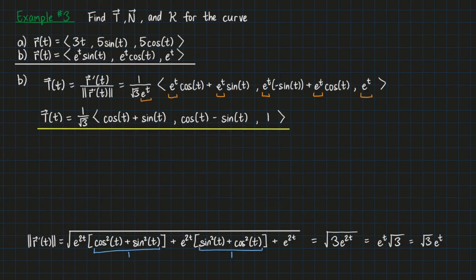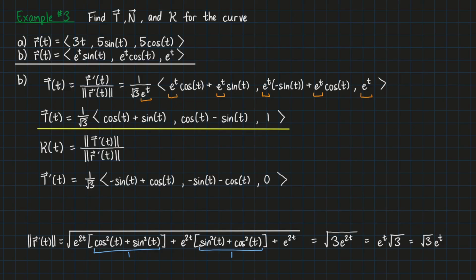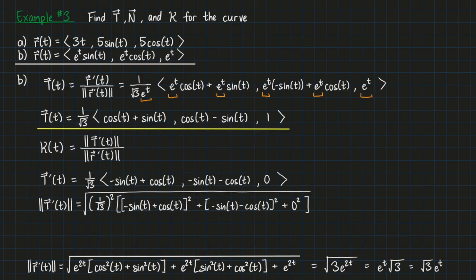Next, let's find the curvature. Kappa of t, we'll use the magnitude of T prime over the magnitude of r prime again. Let's find T prime. 1 over rad 3 stays in the front, and we take the derivative of each component. And then we take the magnitude of T prime. 1 over rad 3 needs to be squared, and then we multiply that to the sum of each term squared. 1 over rad 3 is squared, and it's already positive, so we can pull that out of the square root.